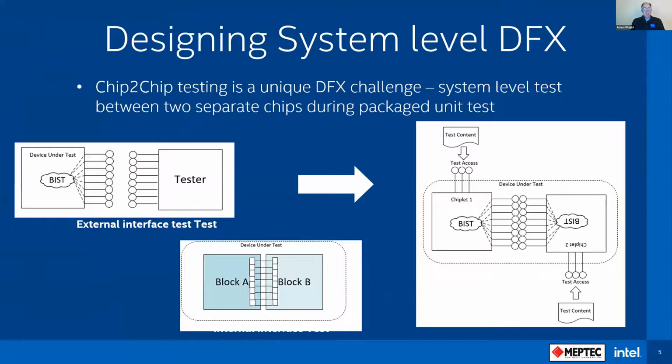So what are the challenges? What are the issues? What are the things about chip-to-chip timing? I think it's a reasonably unique DFX challenge. It's a system-level test between 2 separate chips, during package unit test. The classic I/O and interblock design is on the left. In an FPGA product or any product, we have some type of analog testing scheme for the external drivers and a tester that we can attach to it.